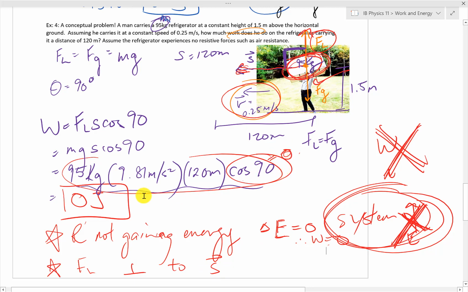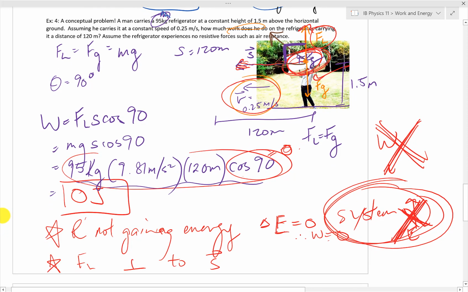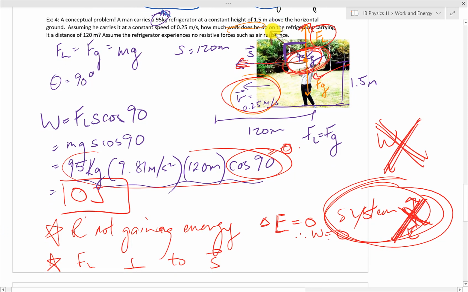Cosine 90 equals 0. And if you're thinking, well, what if the refrigerator was accelerating? Yes, if the refrigerator was accelerating, then the man would have had to exert a lifting force in a diagonal direction in order to do that, which then a component of that force would be in the direction of displacement, meaning that there would be work done, but not in this case. The refrigerator is not accelerating.